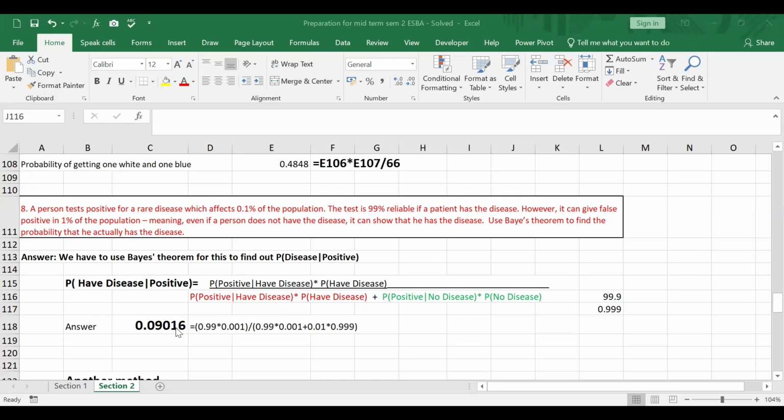0.09016. So even if it is true that it is 99% accurate, because it has a tendency to give false positives to the large population, we have to take it with a pinch of salt. There is only a 9% probability that the person has the disease. So in that case, what doctors do is take a second opinion, and a second test. If that also comes positive, then the probability drastically increases. This is how you solve the rare disease problem using Bayes theorem.